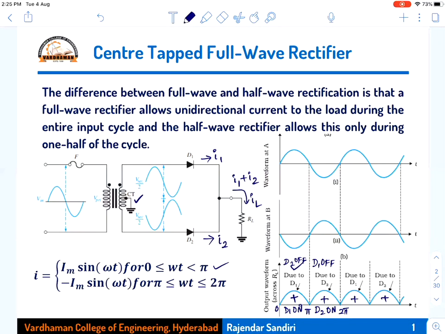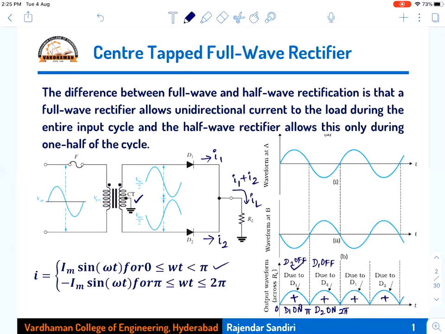That means in both the cases, it is Im sin omega t. The sine waveform will be there in the positive direction. For the input positive half cycle, the output is also a positive half cycle. Therefore, I is equal to Im sin omega t. For the input negative half cycle, you will be getting the output as a positive half cycle. Therefore, it is minus Im sin omega t. So in both the cycles it is conducting. That's why it is called a full wave rectifier.